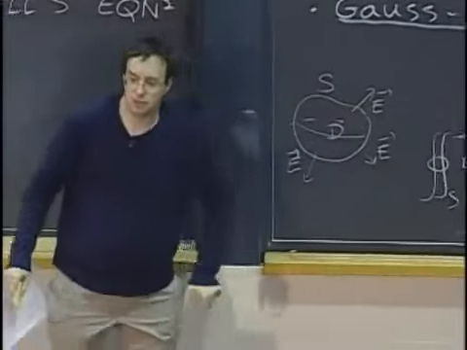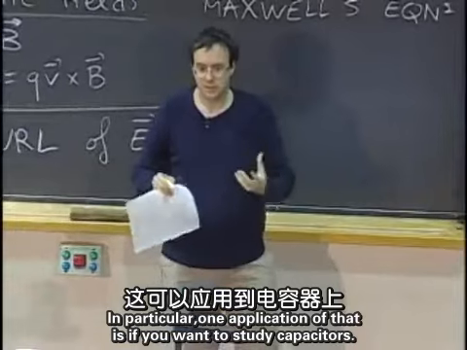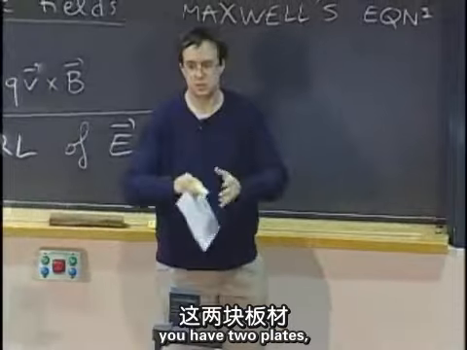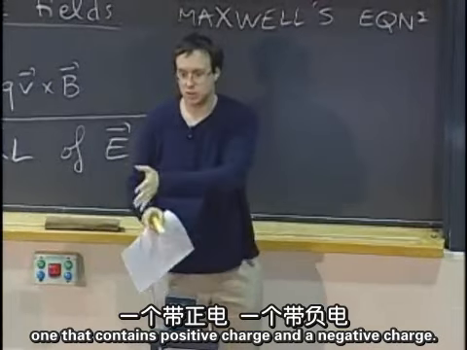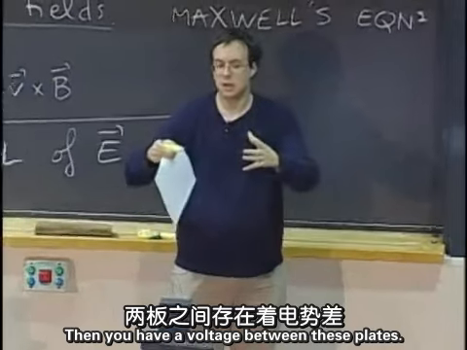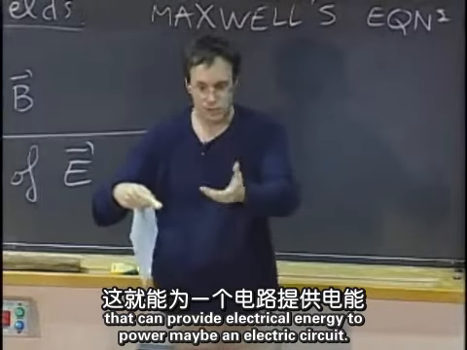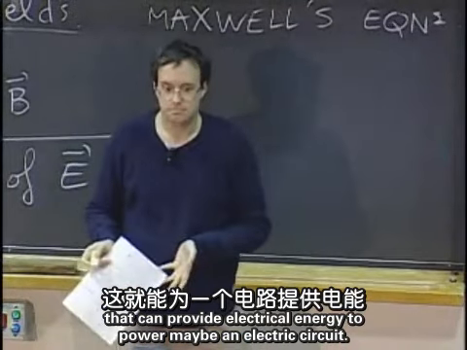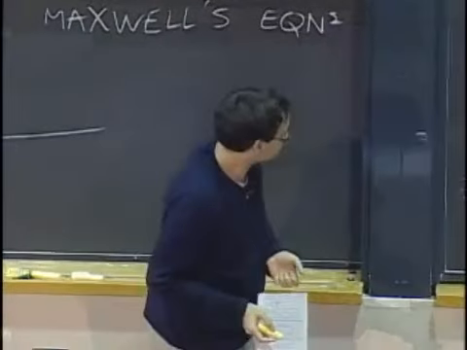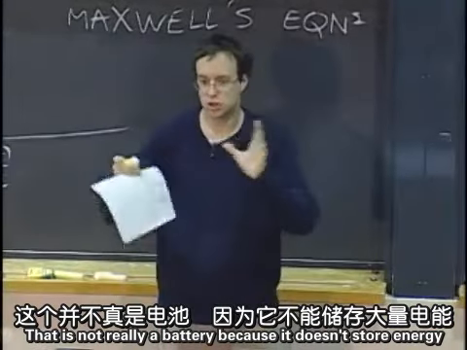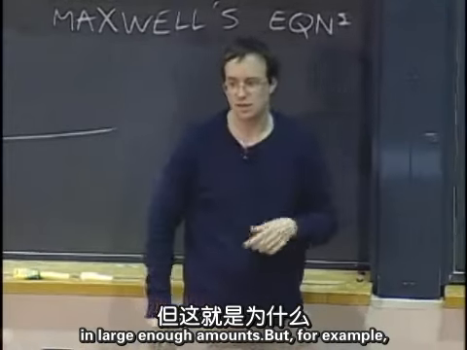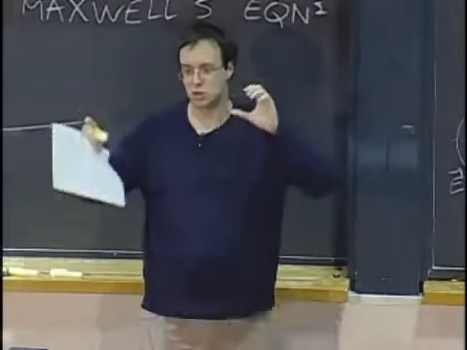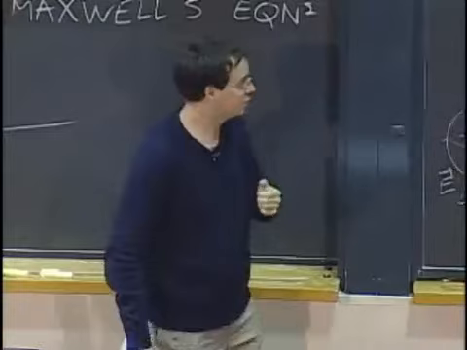around them. In particular, one application of that is if you want to study capacitors. So capacitors are these things that store energy by, basically you have two plates, one that contains positive charge, the other negative charge, and then you have a voltage between these plates, and that can provide electrical energy to power maybe an electrical circuit. And so, it's not really a battery because it doesn't store energy in large enough amounts for that. But for example, that's why, when you switch your favorite gadget off, it doesn't actually go off immediately, but somehow you see things dimming progressively. There's a capacitor in there.